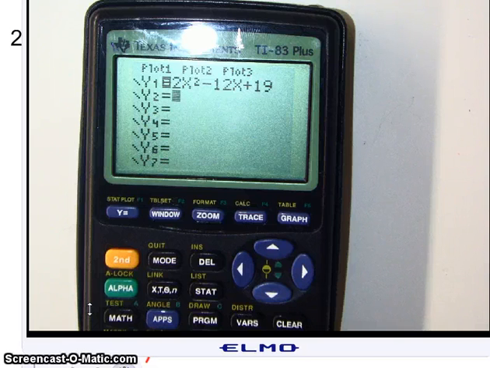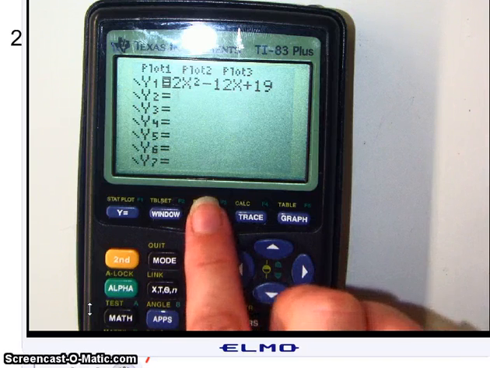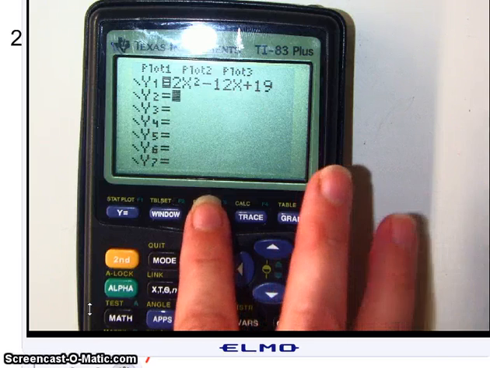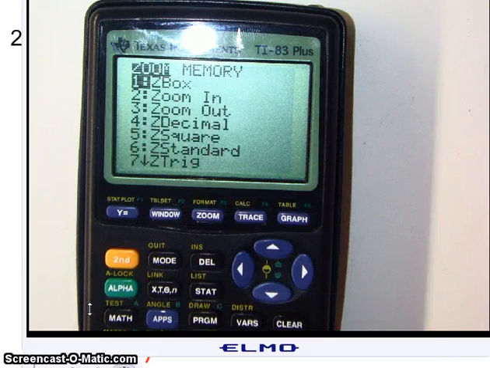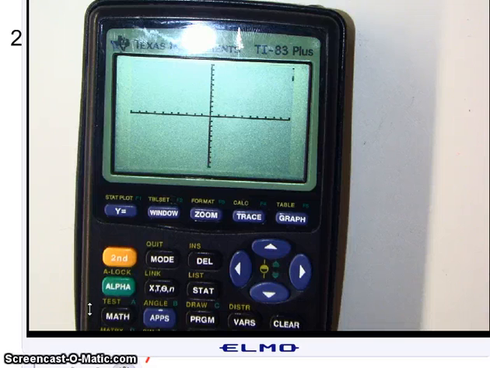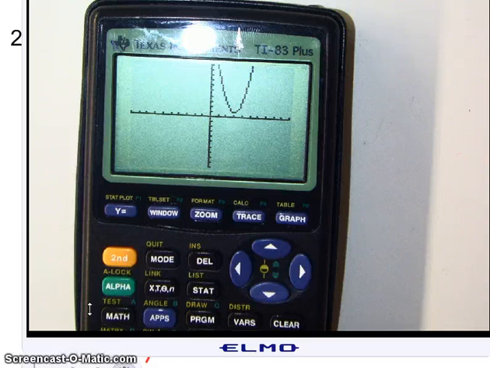Depending upon what the last person who used this calculator was doing, the windows could very easily be mixed up. I need you to know how to reset your windows. So here's how you do that. If you go to the Zoom screen, Zoom is the tippy top button in the middle. Zoom, and then a standard viewing window is choice 6. So let's do Zoom standard. And there's what the graph looks like. Okay. We're good?